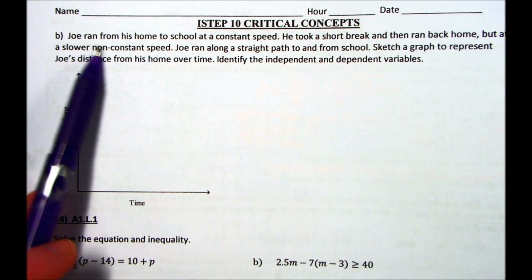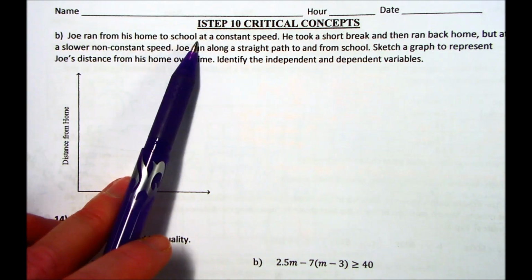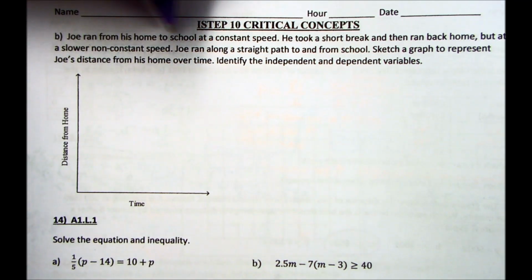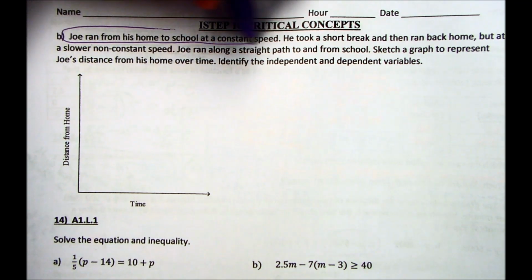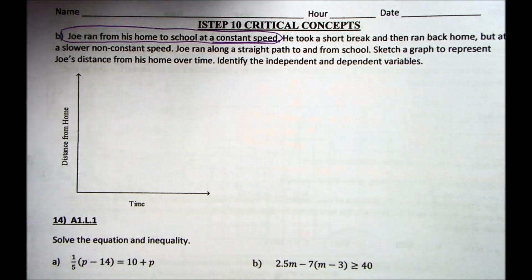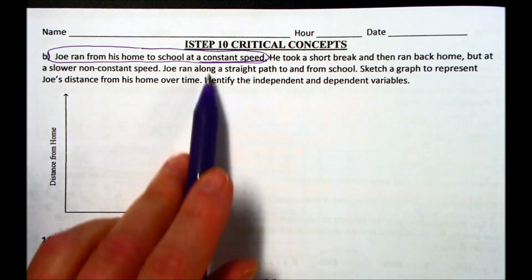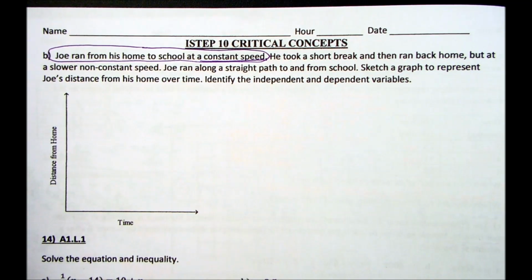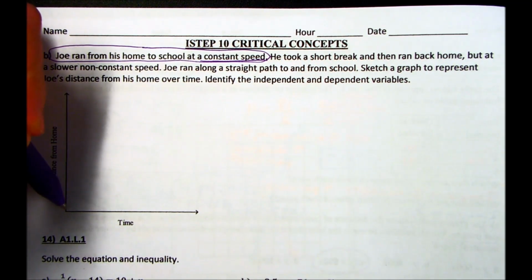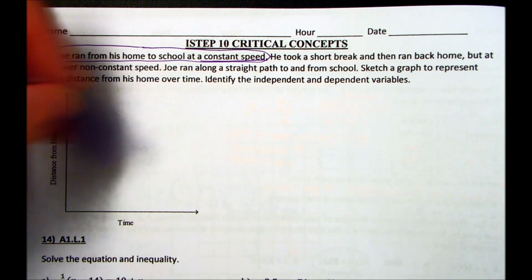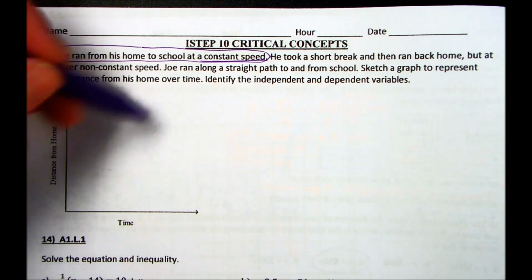All right, Joe ran from his home to school at a constant speed. So that constant speed is important. That basically is going to tell you that you're going to have a nice straight line. He's not increasing rapidly and then slowly. He's increasing at a constant speed.